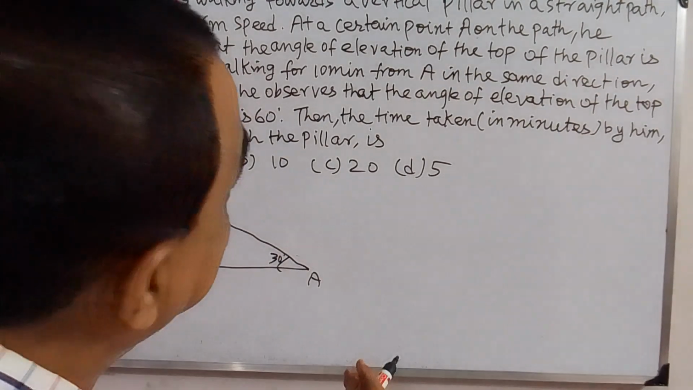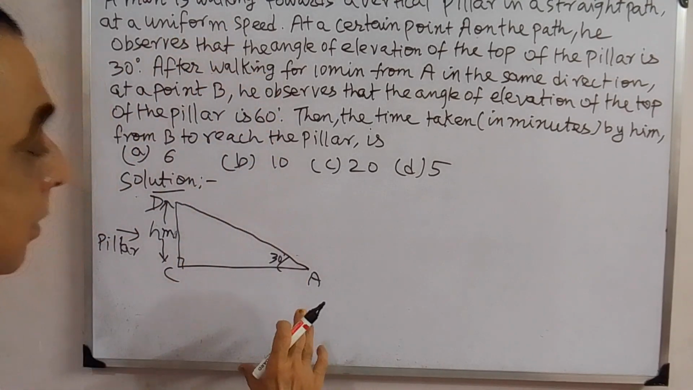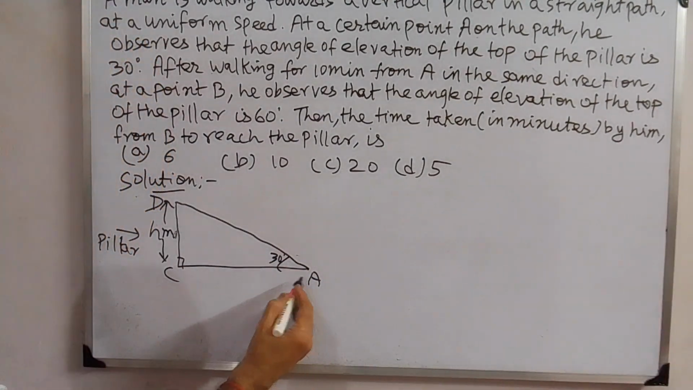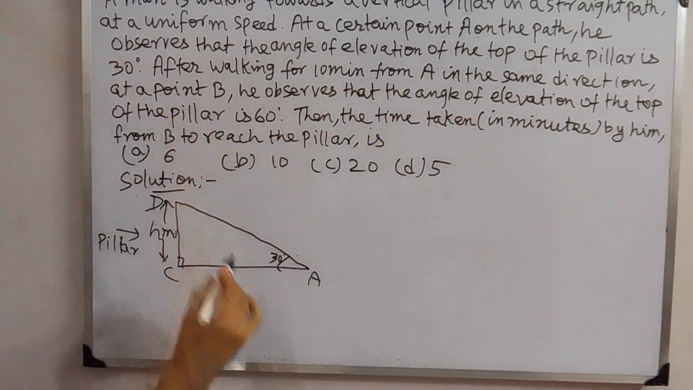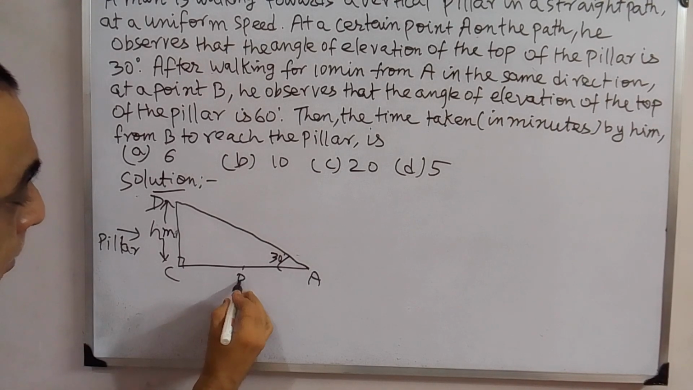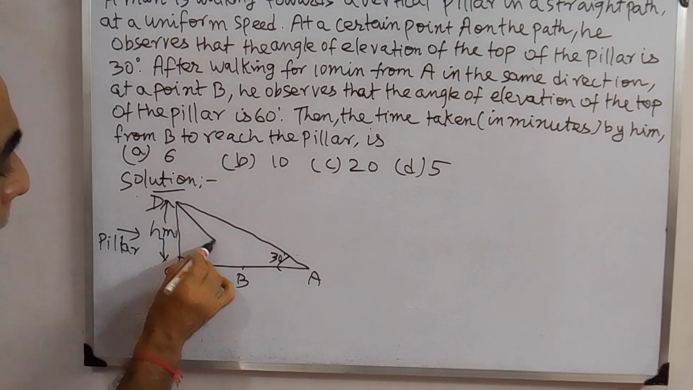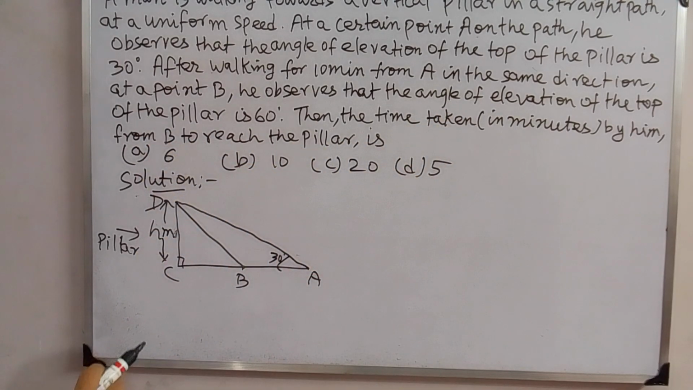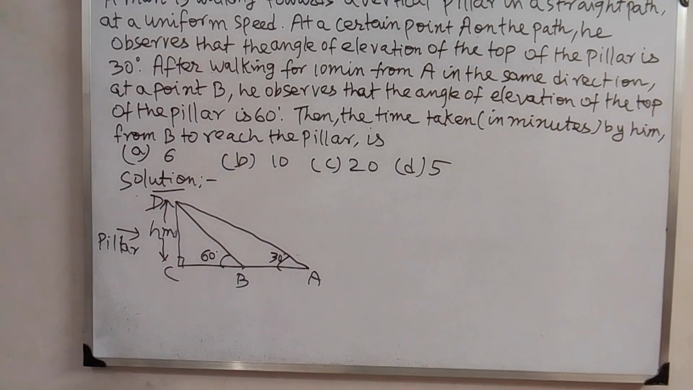Now after this, what is it saying? The person is walking uniformly, at uniform speed. That means he is traveling the same distance in the same time. Then he has traveled from A, and after 10 minutes, he has reached B. From B, he is again looking at the top of the tower and the angle of elevation is now 60 degree. So this is 60 degree.